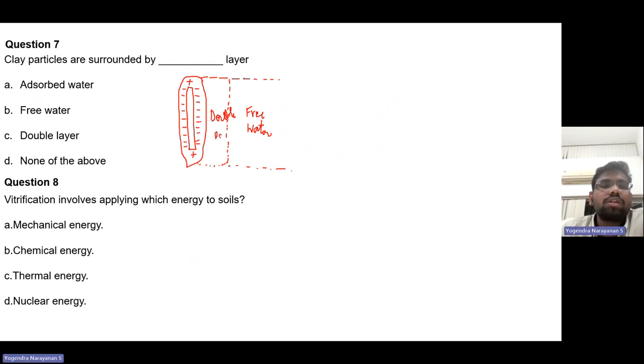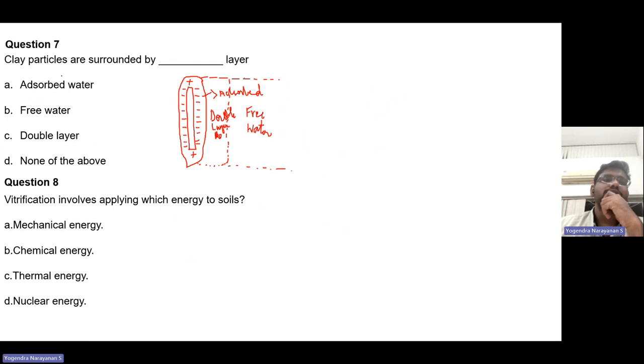The double layer will be weakly bound to the clay surface, followed by the closest layer, known as the adsorbed layer, where the water is held to the clay surface by stronger forces, either dipole attraction or hydrogen bonds, based on the composition of the clay mineral present. These two might be the dominant mechanisms.